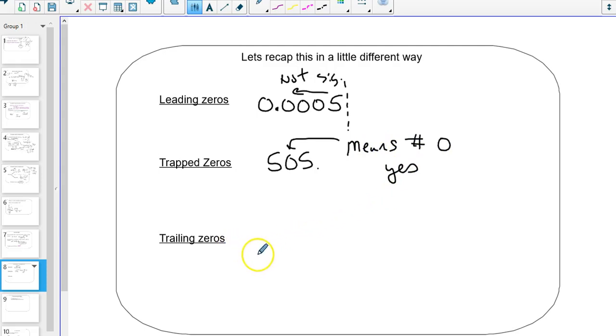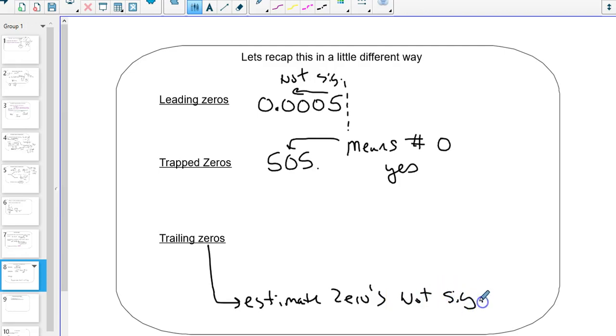Now let's look at trailing zeros. Of course, we've got to be cautious of these things we call estimates. Estimate zeros are not significant because they don't have the value there. So let's look at what this might be. Is it a 0? Is it an estimate? 200, it's 200 meters from here to the office. Where's my tool cut off? Right there. And I have 1 sig fig.